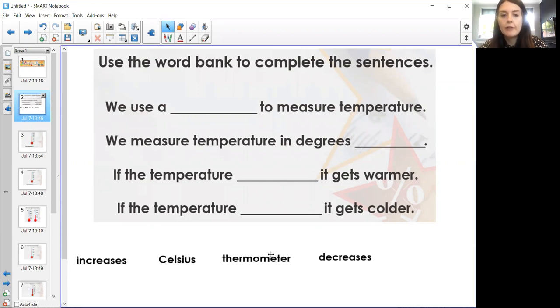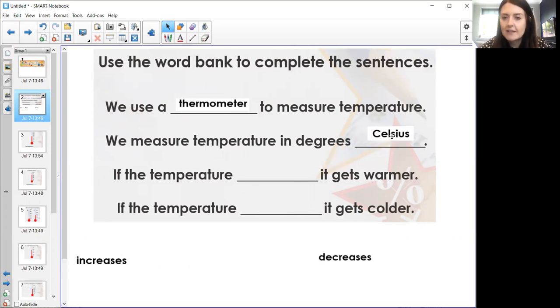We use a thermometer. Okay, and this is something that you might have had done recently to see whether you're poorly or not. You can use a thermometer to see what your body temperature is, but we also use a thermometer to measure the temperature outside. We measure temperature in degrees something. Is it degrees increases, degrees Celsius, or degrees decreases? And the measure that we use is degrees Celsius.